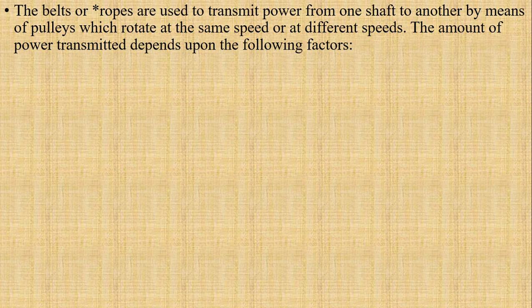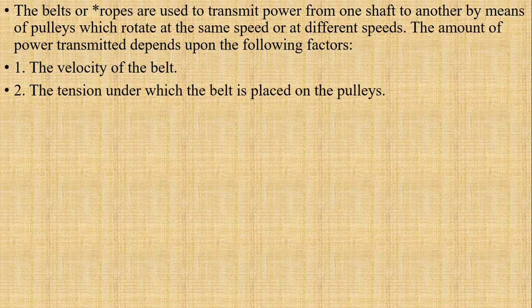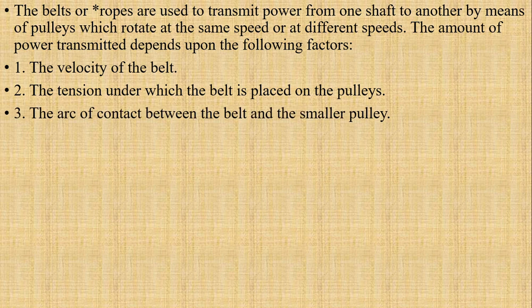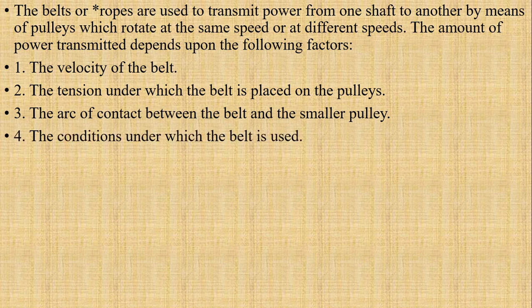The belt or ropes are used to transmit power from one shaft to another by means of pulleys which rotate at the same speed or at different speeds. The amount of power transmitted depends upon the following factors. First, the velocity of the belt. Second, the tension under which the belt is placed on the pulleys. Third, the arc of contact between the belt and the smaller pulley. Fourth, the condition under which the belt is used.